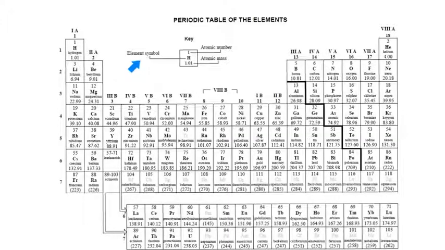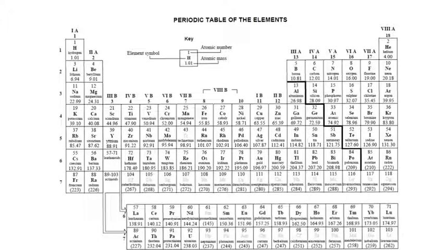I just want to highlight this key right here. So remember, this is our element symbol, so it's that 1 or 2 letter symbol to represent what the element is. The number on top of the element symbol is our atomic number, and that tells us how many protons we have. And the number below is the atomic mass, and that tells us the average number of protons and neutrons that we have in the element.